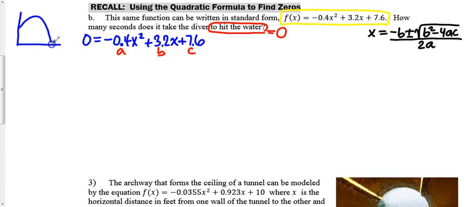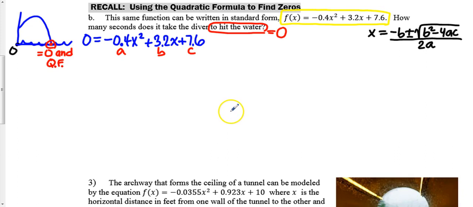Here's the diver. Here's 0, which is the water. So you could actually change this to be a water line if you wanted. I'm asked how long until they hit the water. We're looking for this point right here, when the diver enters the water and they hit the water. So to find that, we set it equal to 0. And to solve when it's equal to 0, we're going to have to use quadratic formula.